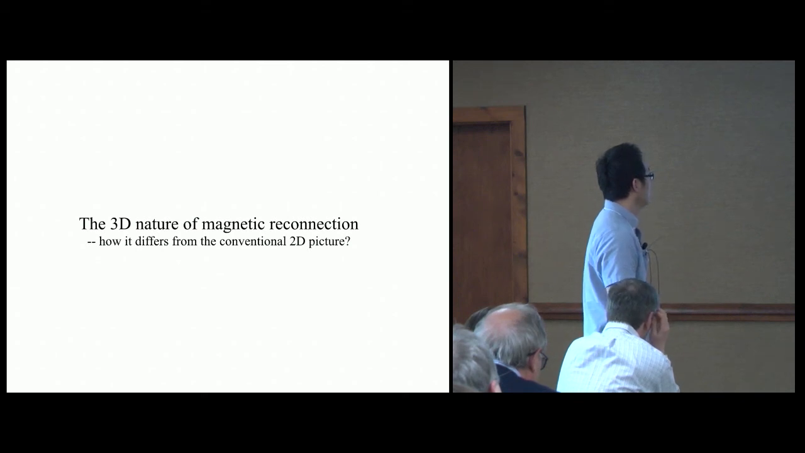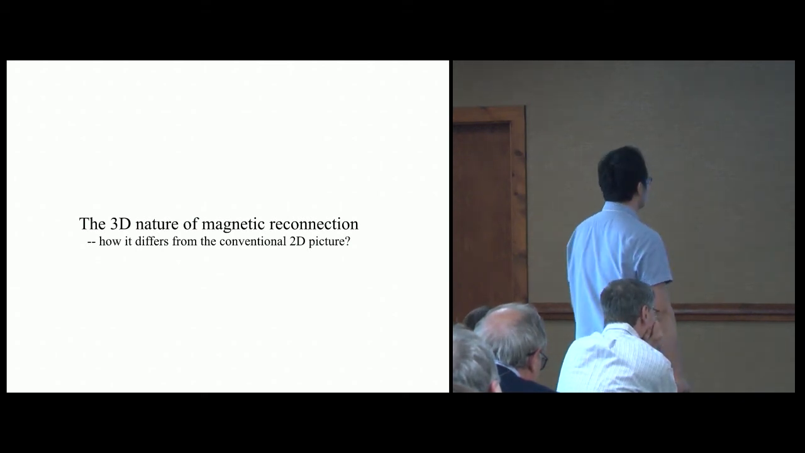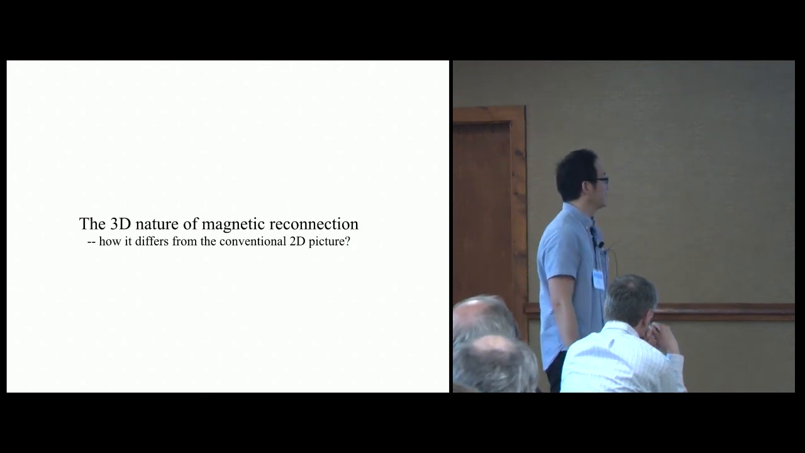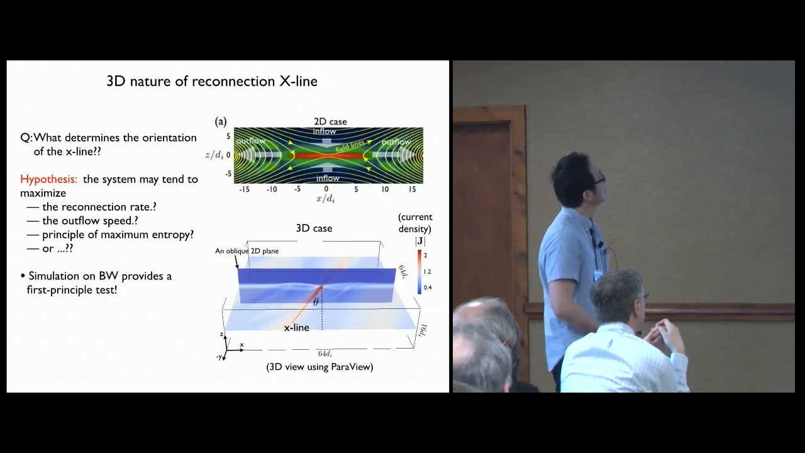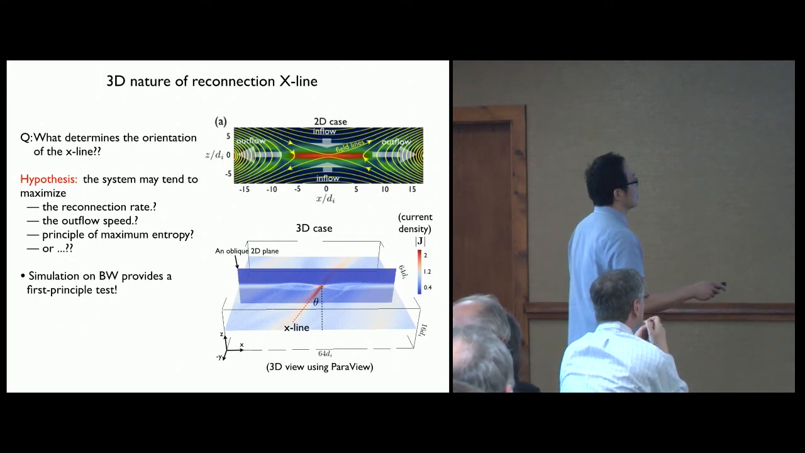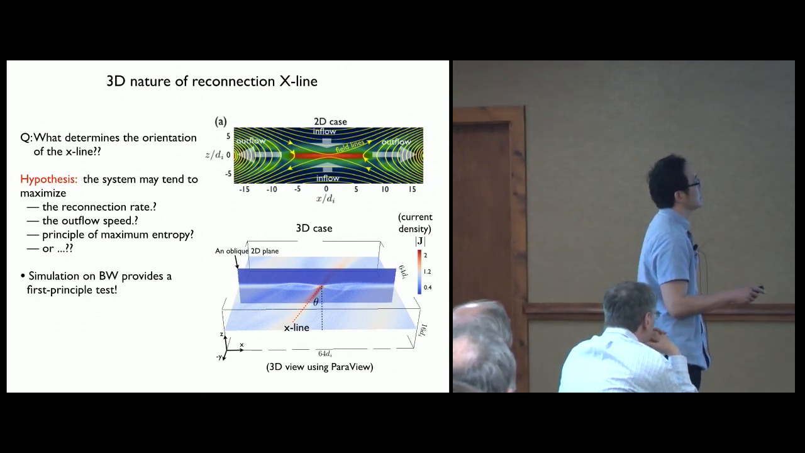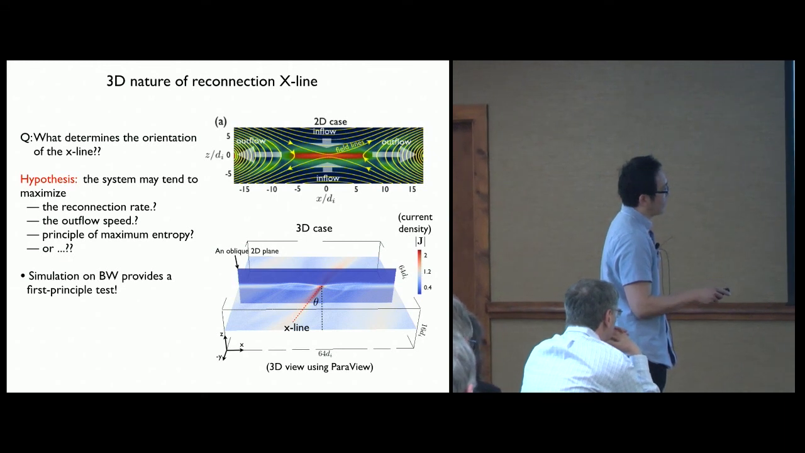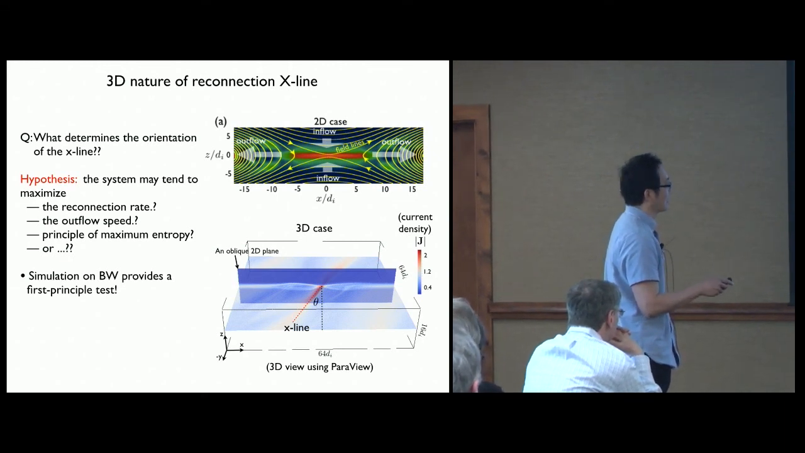Okay, so in my project, what we want to do is study the 3D nature of reconnection, especially how it differs from the conventional 2D picture. For example, here is a 2D simulation. Let me summarize again. Here's a diffusion region, the field lines break and join here, and this is called an X line.